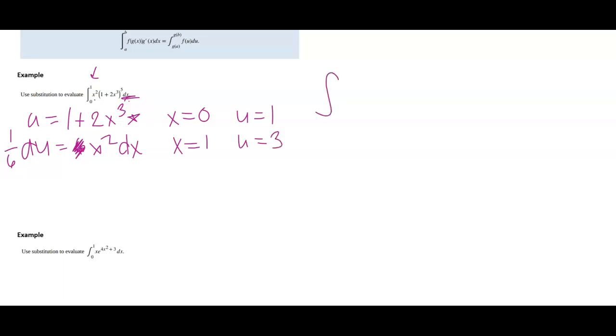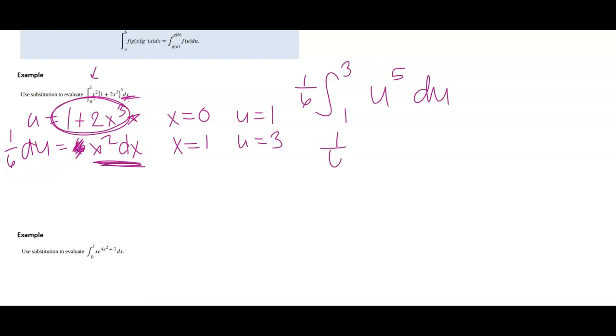So I'm going to change this integral completely to be in terms of u. I'm going to change my bounds to go from 1 to 3. U is raised to the 5th power. And then in place of x squared dx that's left over, I'm going to put 1/6 here on the outside and du. So now I have switched everything in that integral to be in terms of u's.